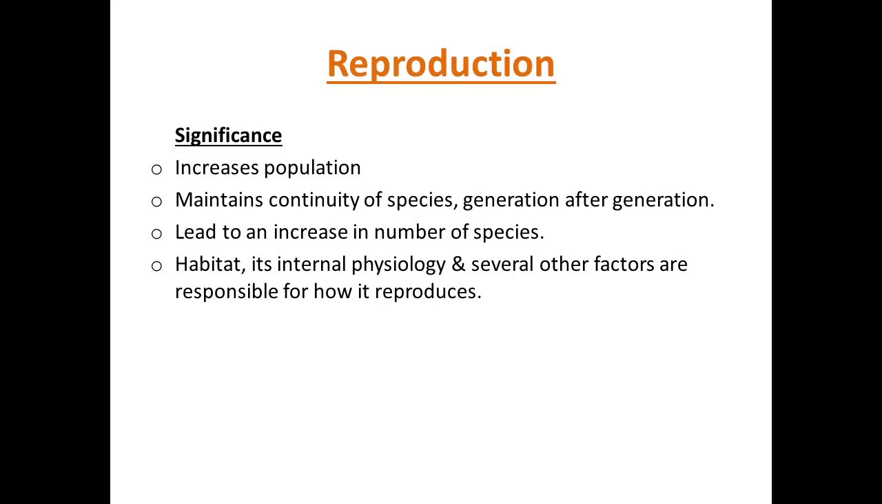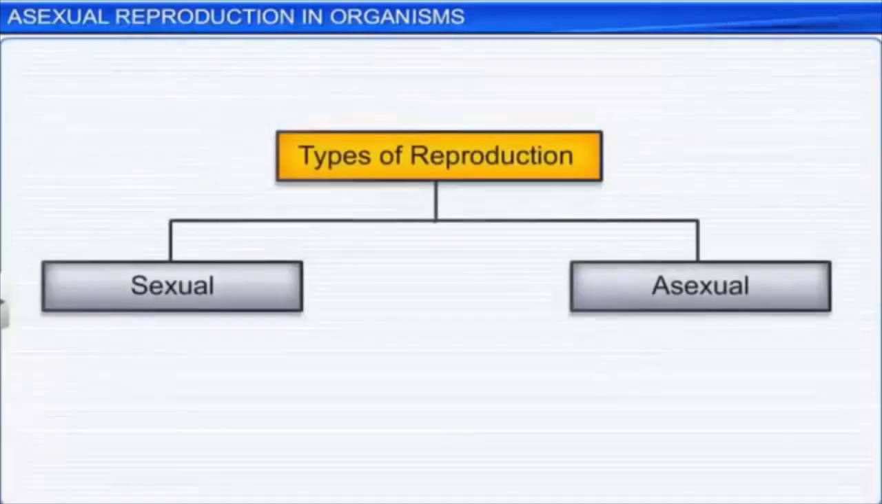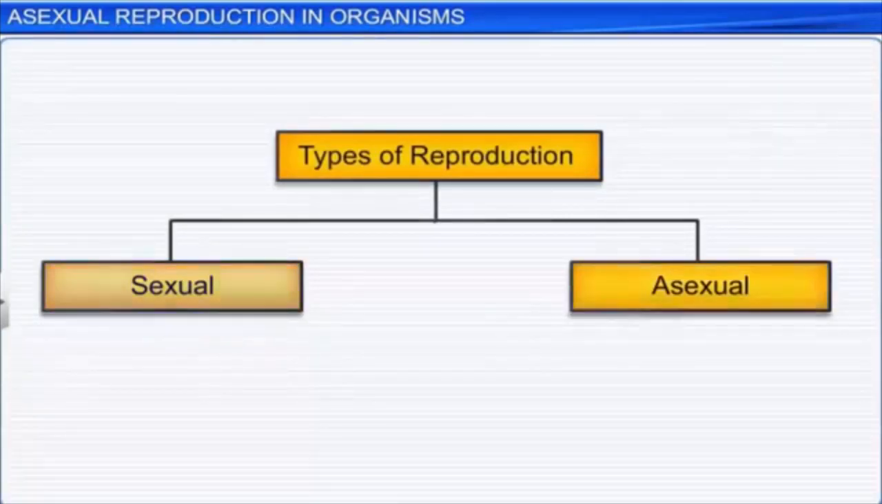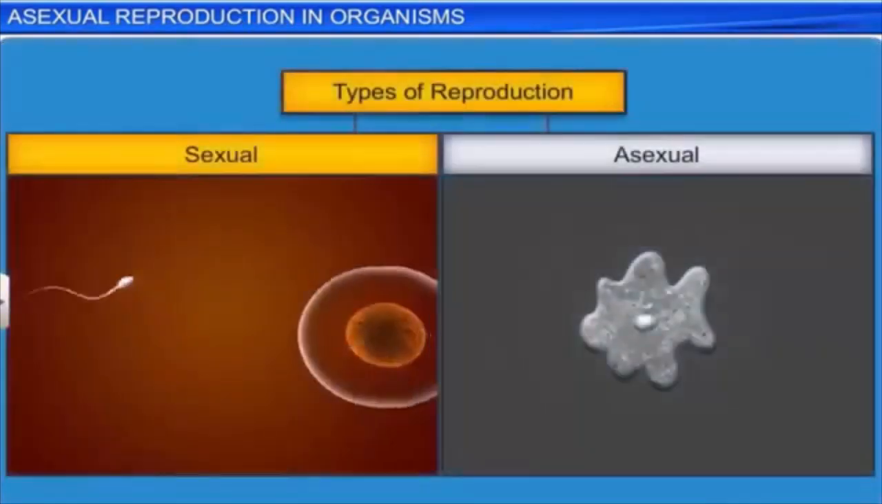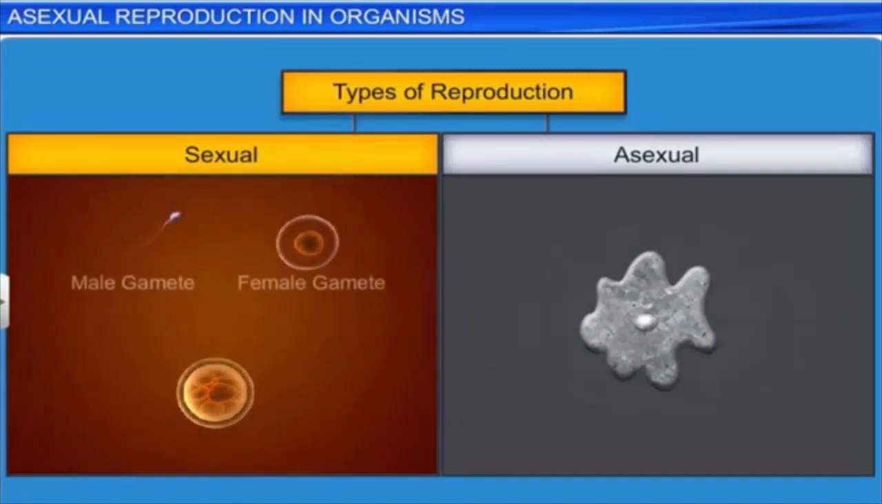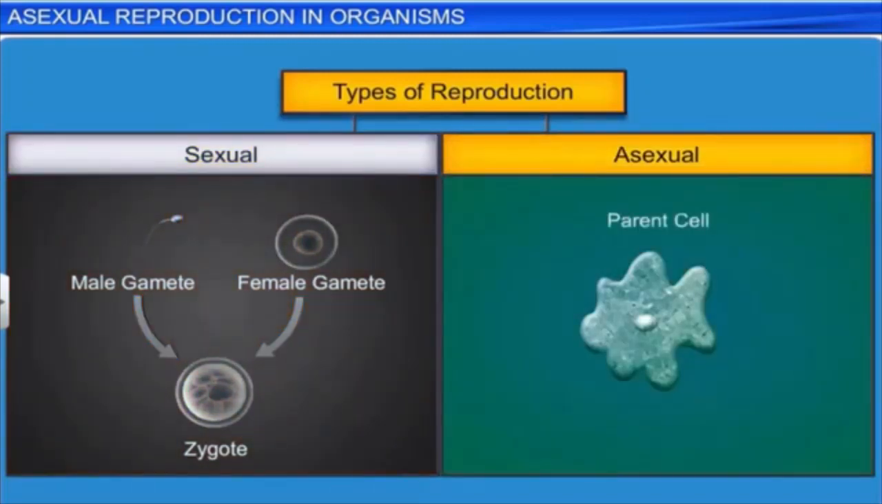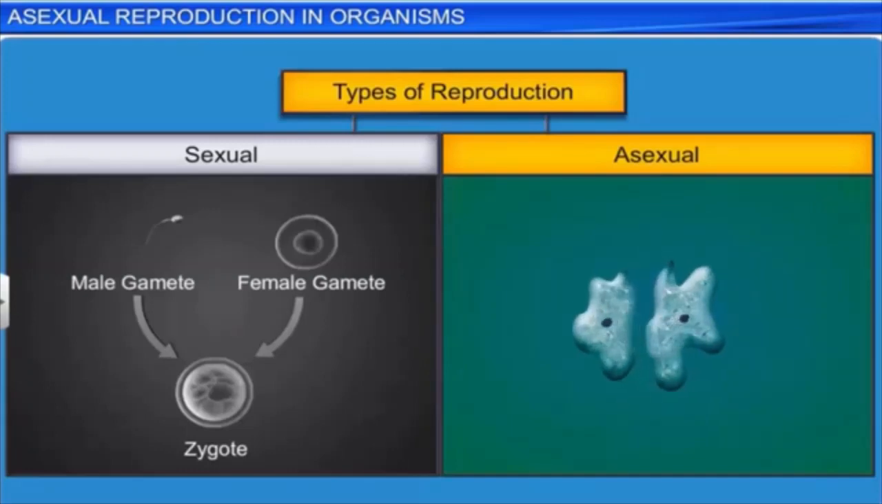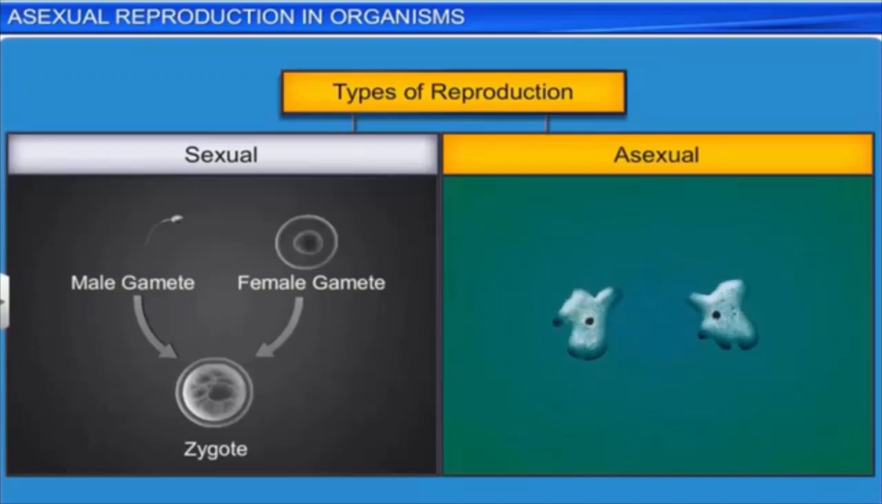So coming to the next, the types of reproduction. Reproduction is of two types, that is sexual reproduction and asexual reproduction. Sexual reproduction is that in which two individuals are required, means biparental, and they produce the gametes, male and female gametes, by meiosis. While opposite to that is asexual reproduction, in which only one parent is required. No gamete formation, no meiosis.